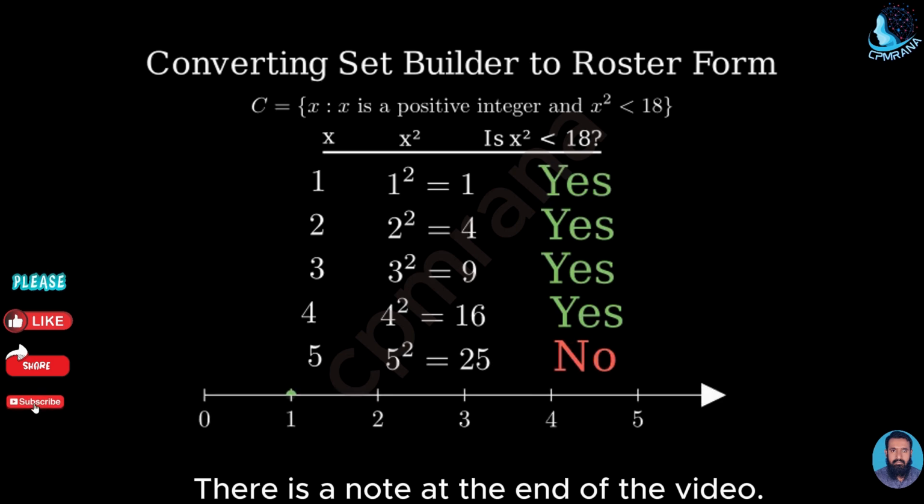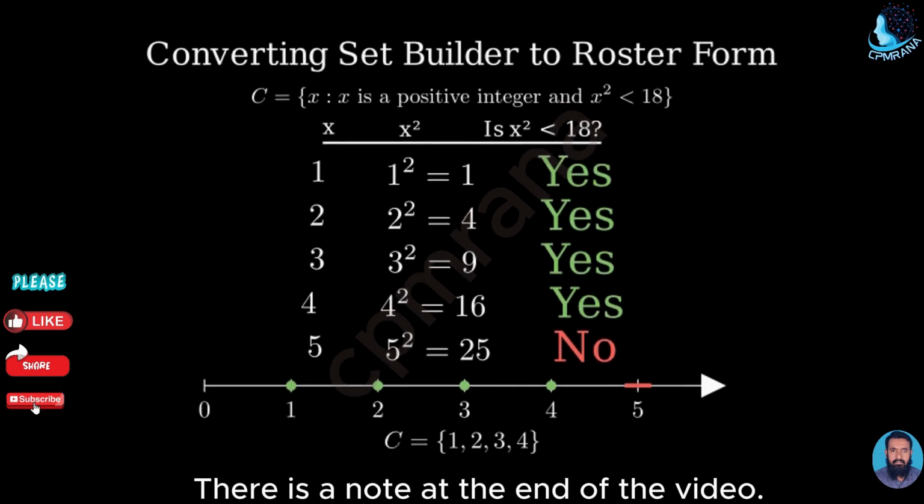Let's visualize this on a number line to see the pattern. Therefore, we can now write set C in roster form. Set C equals the set containing 1, 2, 3, and 4.